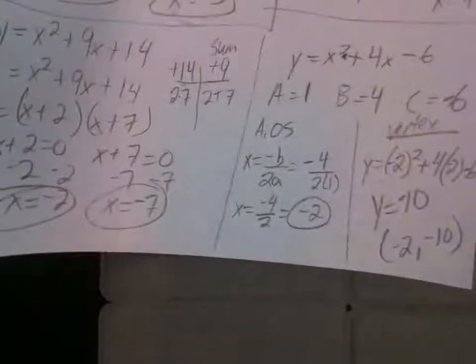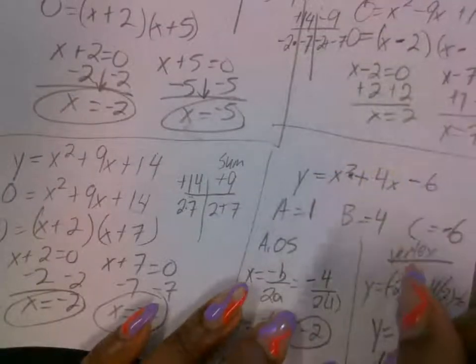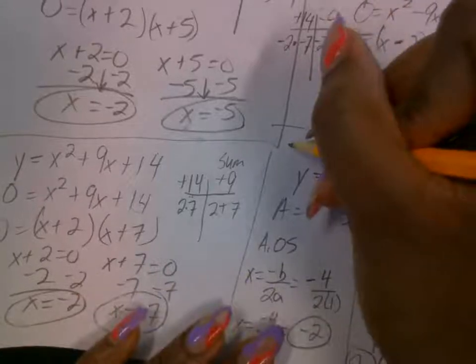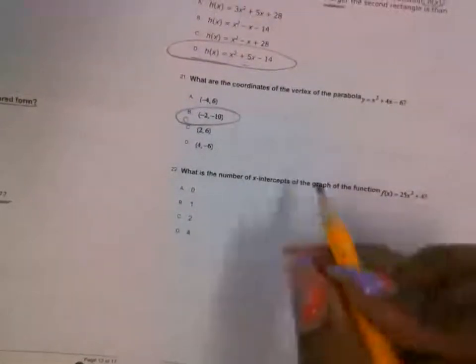All right. And so the answer for 21 is B. So we put B as our answer. This is 21. Okay. All right. So let's turn over to the back and let's do 22. All right. 22. It says, what is the number of x-intercepts that the graph of this function has?